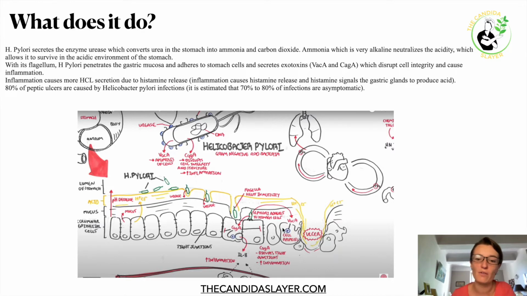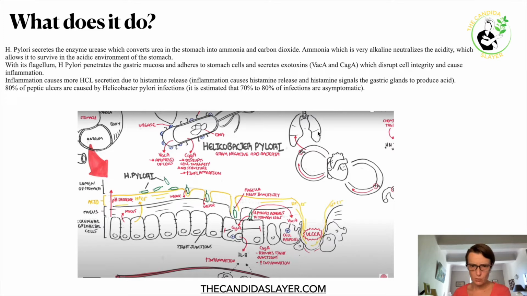So here you have a vicious circle. You have inflammation, and because you have inflammation, you have more acid, and the acid aggravates the inflammation, and that's why you have ulcers in your stomach. 80% of peptic ulcers are caused by Helicobacter pylori infections. It is estimated that 70 to 80% of infections are asymptomatic.